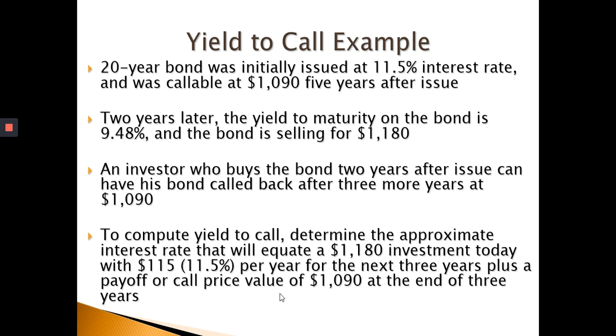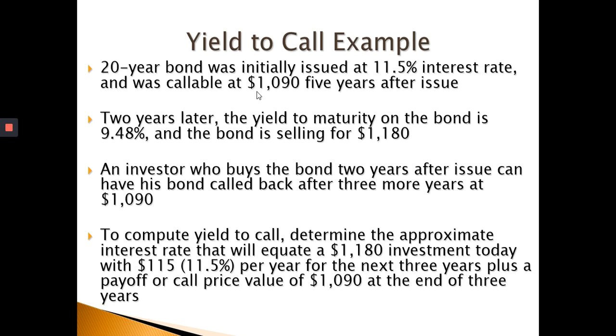Okay, so what is the coupon rate? 115. Okay, it's given. And then what is the call price? Alright, so here we don't have bond price, we have a call price. So your call price is 1090. Alright, so instead of par value, you just replace it in the formula with call price.